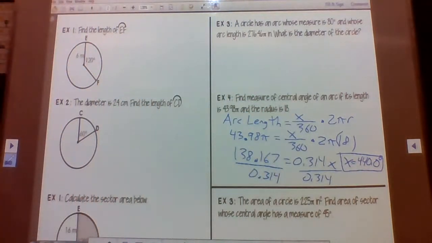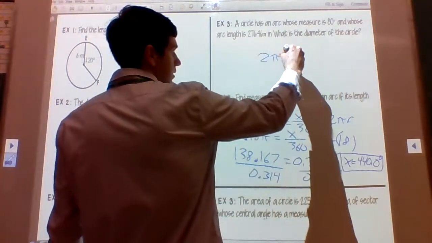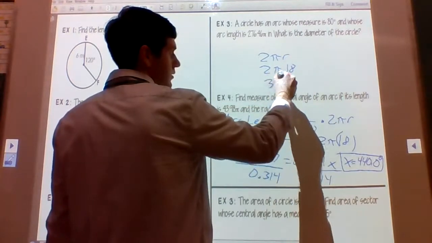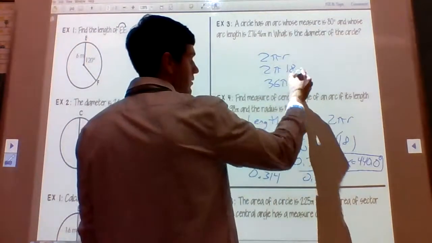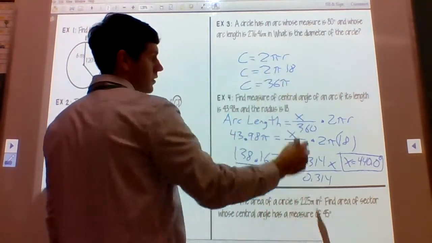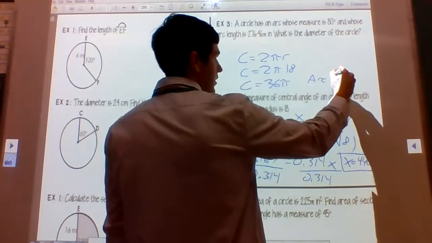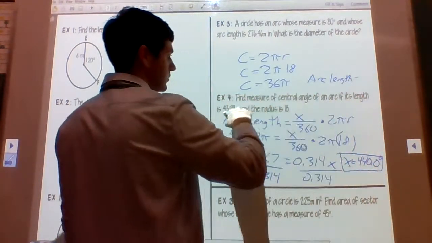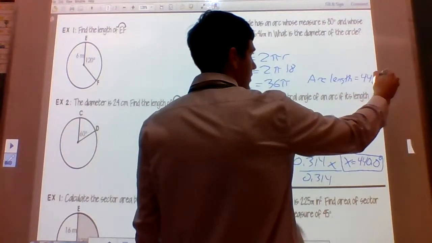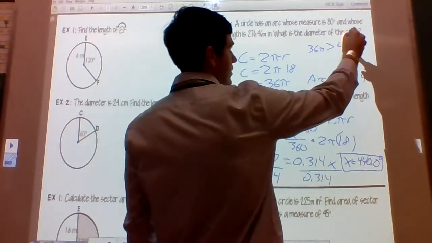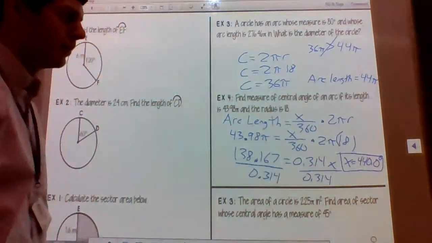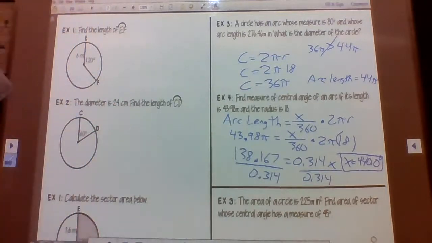The arc length is bigger than the circle, right? So if we found the circumference here, 2 pi r, that's 2 times pi times 18, which is 36 pi. So if you look, this is the circumference, right? The arc length equals about 44 pi. Right, if we rounded it, it'd be 44 pi. So the circumference has to be greater than the arc length, and that's not true. So 440 degrees, I guess, but this problem doesn't make much sense.